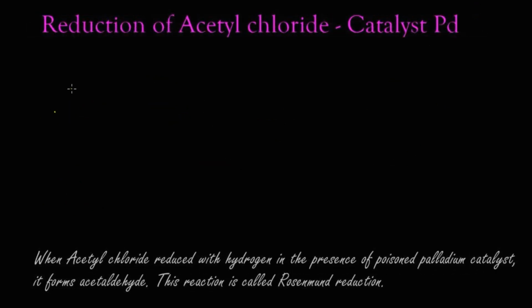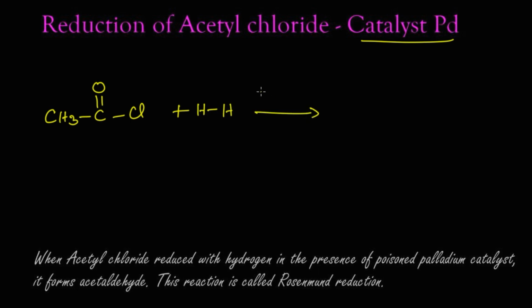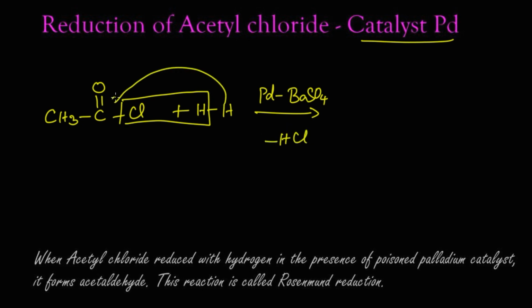Now, reduction of acetyl chloride using the catalyst palladium. CH3 C double bond O Cl. This is acetyl chloride. Here one hydrogen molecule is going to take part in this reaction, that is H2. The reaction is carried out in presence of a poisoned catalyst, that is palladium, along with barium sulfate. What happens during the reaction? The chlorine from acetyl chloride and one hydrogen from a hydrogen molecule will leave as HCl. This hydrogen will get attached to this carbon and we get acetaldehyde as a product, CH3 C double bond O H.